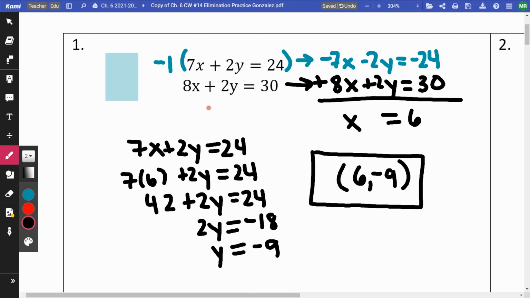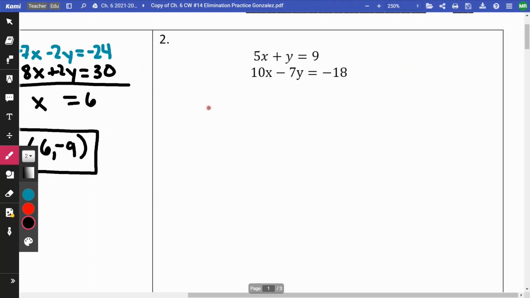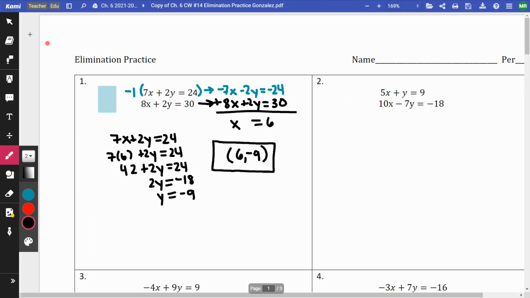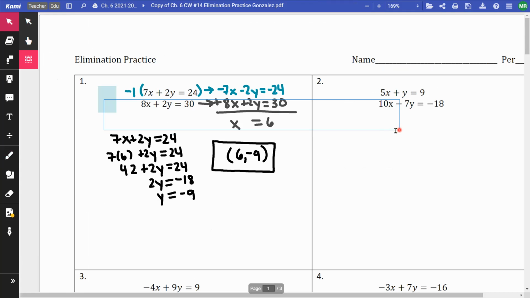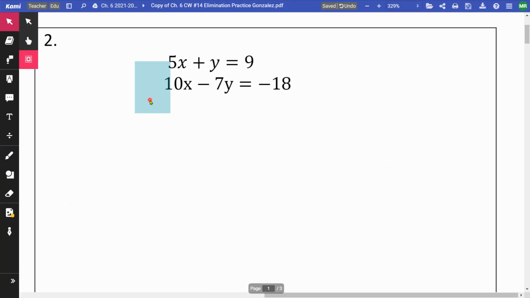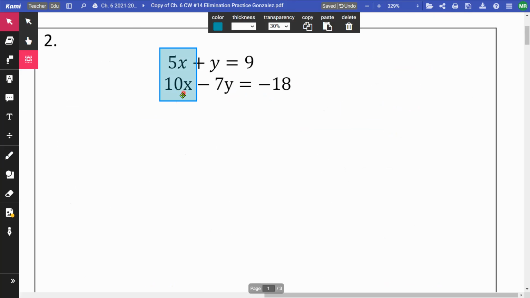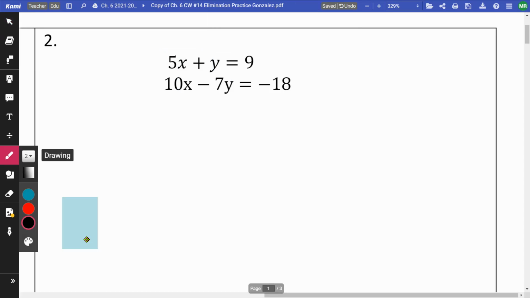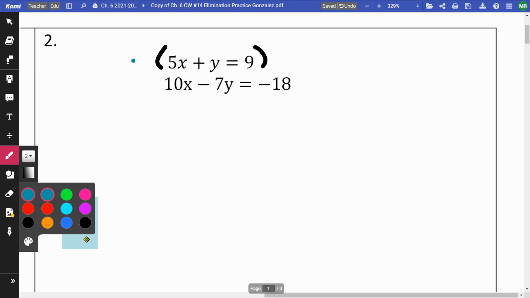On number 2, in this case, if I want to try to eliminate my x's, I would be trying to get a 10 and a -10 for my x's. If I want to eliminate my y's, I'd be trying to get a positive and -7y. So I can either multiply the top equation by 7 to get rid of my y's or multiply the top equation by -2. It doesn't matter which one. I'm going to multiply my top equation by -2.